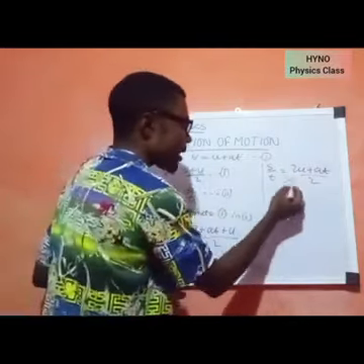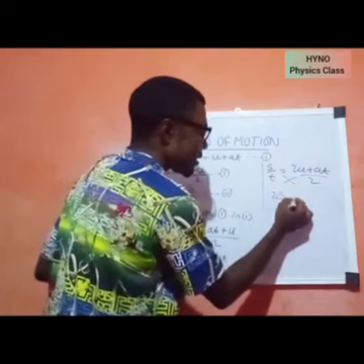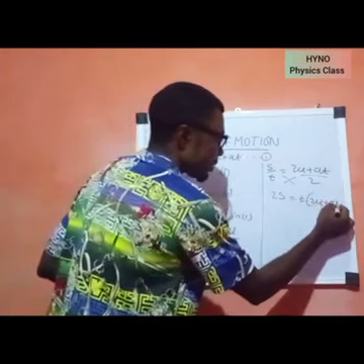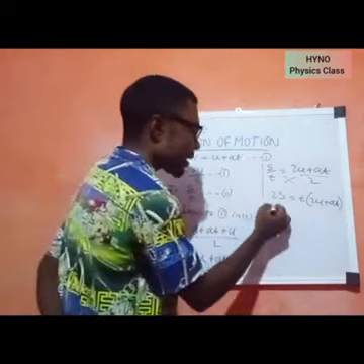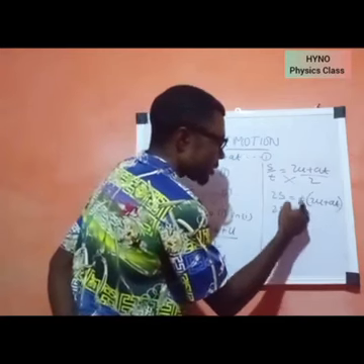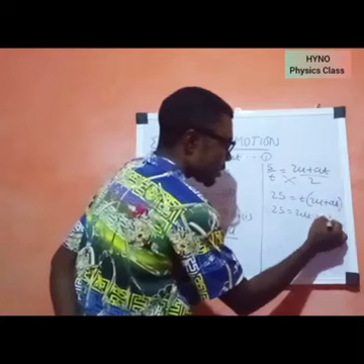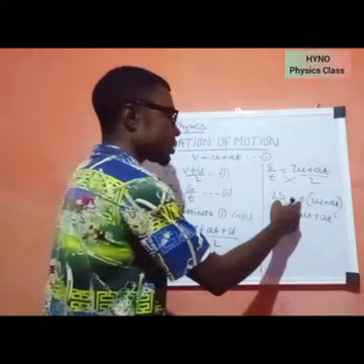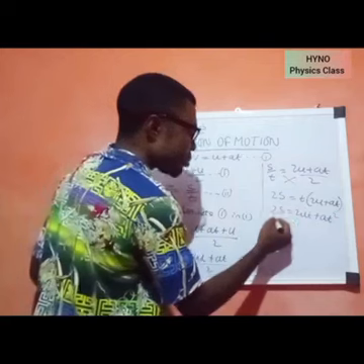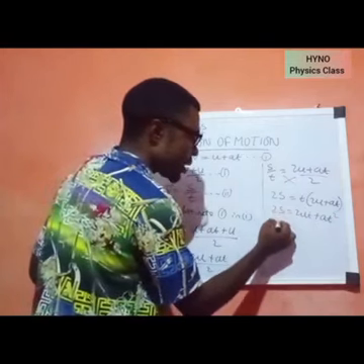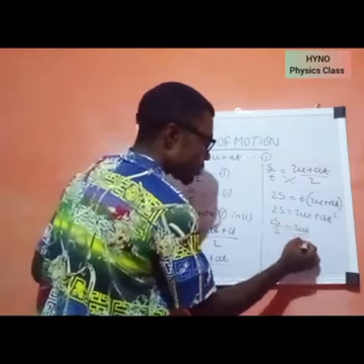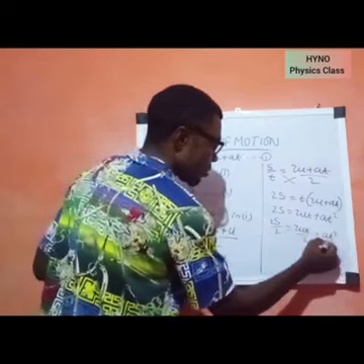Then when I cross multiply this one, I have 2S equals T times 2U plus AT, and then I can open my bracket to have 2S equals T times 2U, you have 2UT, T times AT, you have AT squared, because T times T is T squared, then this A. Then if we divide both sides of the equation by 2, 2S over 2 equals 2UT over 2 plus AT squared over 2.